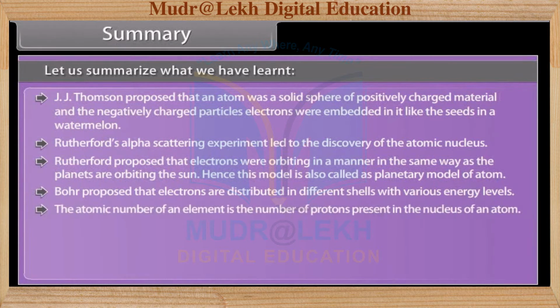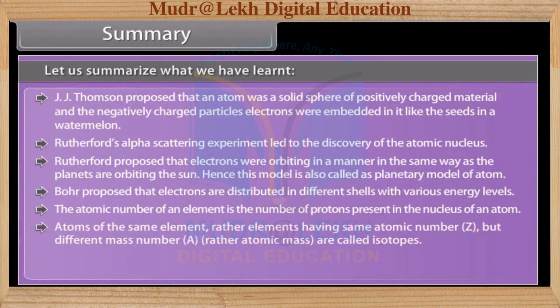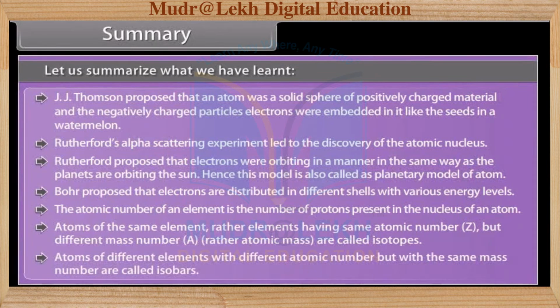The atomic number of an element is the number of protons present in the nucleus of an atom. Atoms of the same element, or rather elements having the same atomic number Z but different mass number A, or rather atomic mass, are called isotopes. Atoms of different elements with different atomic number but with the same mass number are called isobars.